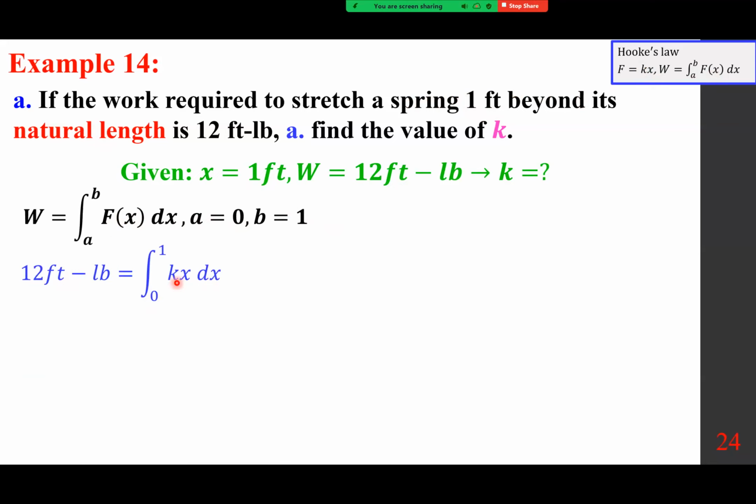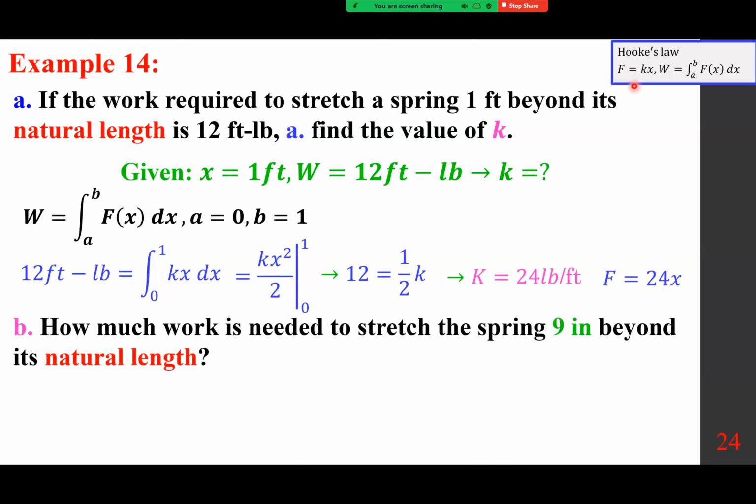As you know, this is half of kx squared. If I plug in 0, it goes away. Just plug in 1. So I get 1 times k, or k over 2, or half of k, equals 12. And so k is 2 times 12, or 24 pounds per foot. So F is kx, F is 24x. Therefore, we are ready to do part B.